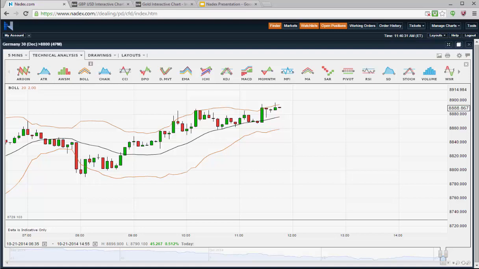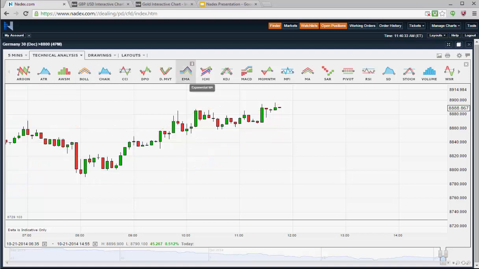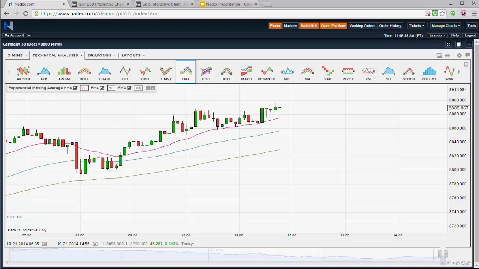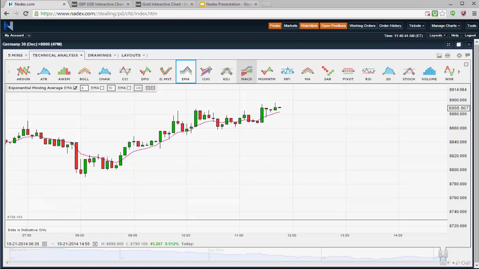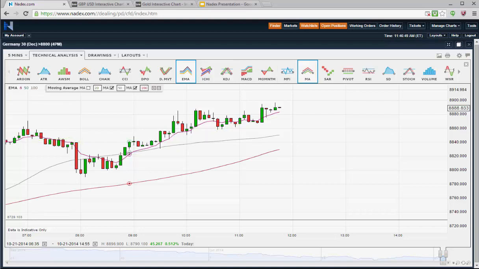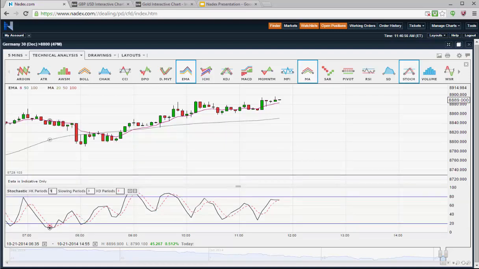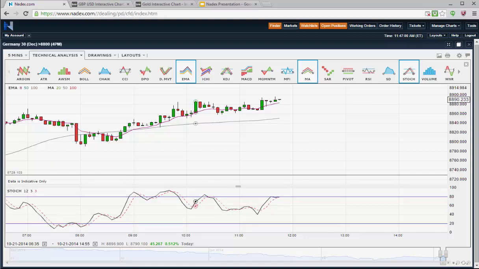The indicators that I use the most, because I like my charts really clean, are the 8 exponential moving average, which I'll change this to 8, the 50-day moving average, and the slow stochastic set at 12.33. To me that's just nice and simple.